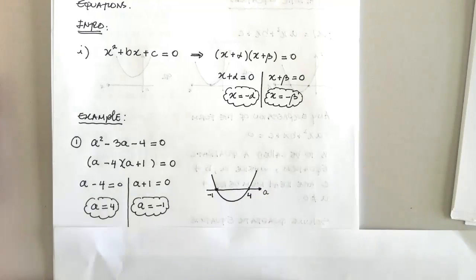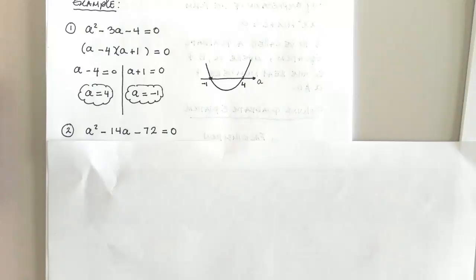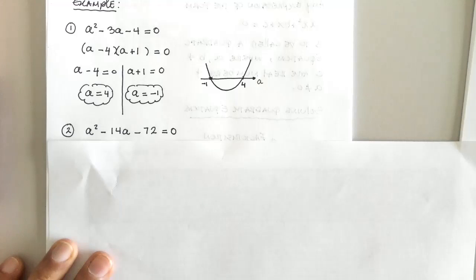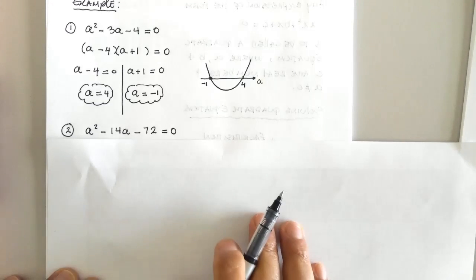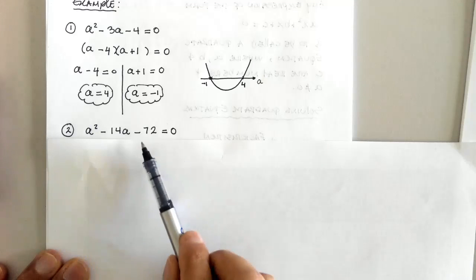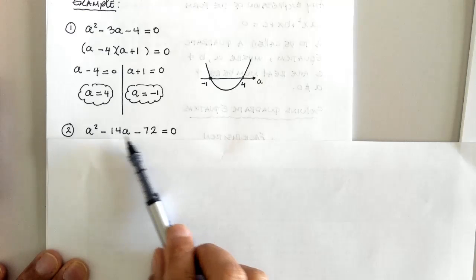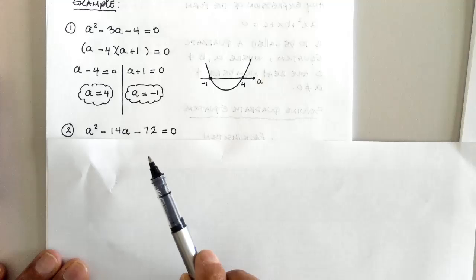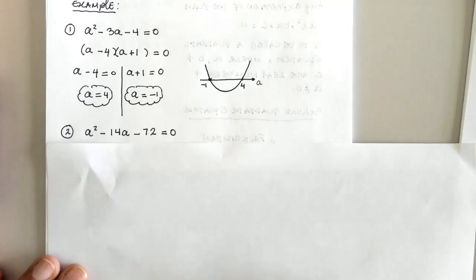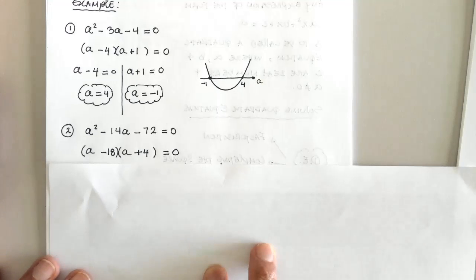Let's do another example, like this one now. So we have a squared minus 14a minus 72 equal to 0. We need to find two numbers that when you times them together equal -72, but when you add them together the answer is -14. This is a big number, so we have a lot of factors, but there are only two factors that will do the job. And those factors are 18 and 4. So it's -18 and +4.